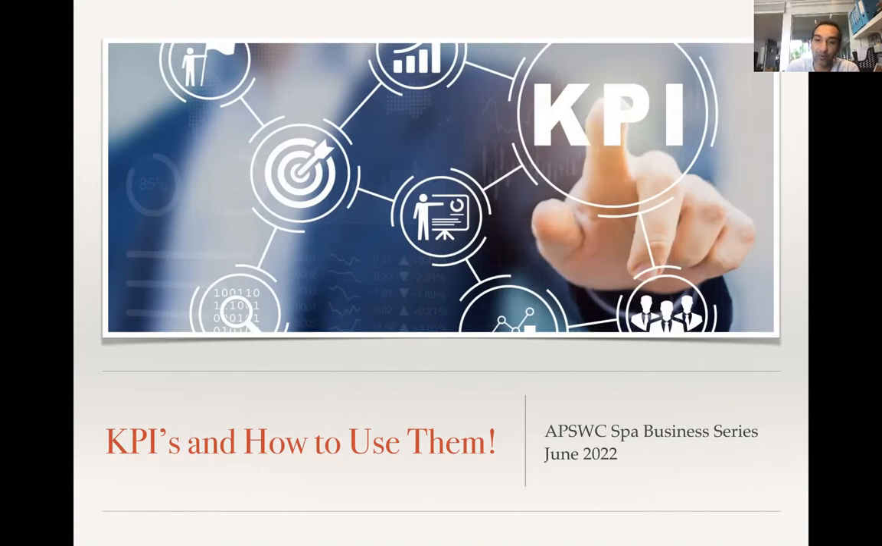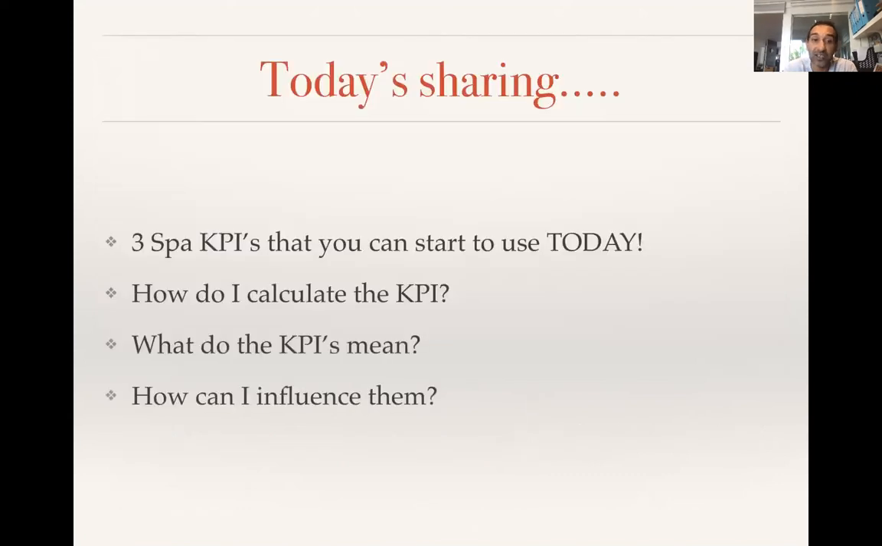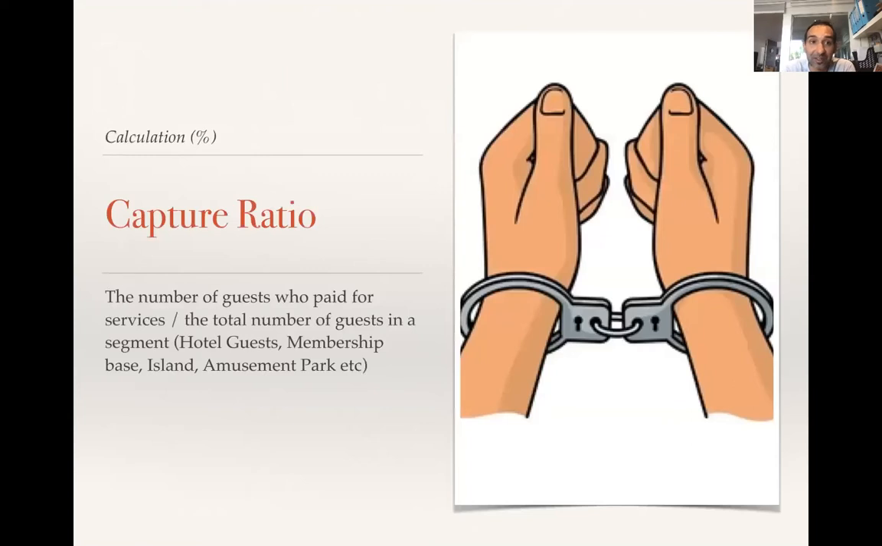KPIs and how to use them. What are we going to go through today? Today's sharing is going to be 3 key spa KPIs that you could start to use today. That's right, today. We're going to talk about how we calculate the KPIs, each of them, and what do they mean? What should they mean to you? And lastly, how can you take action that influences them? And understand what influences these KPIs positively and negatively, and the direct relation to your business. Awesome. So let's get started with the first one.